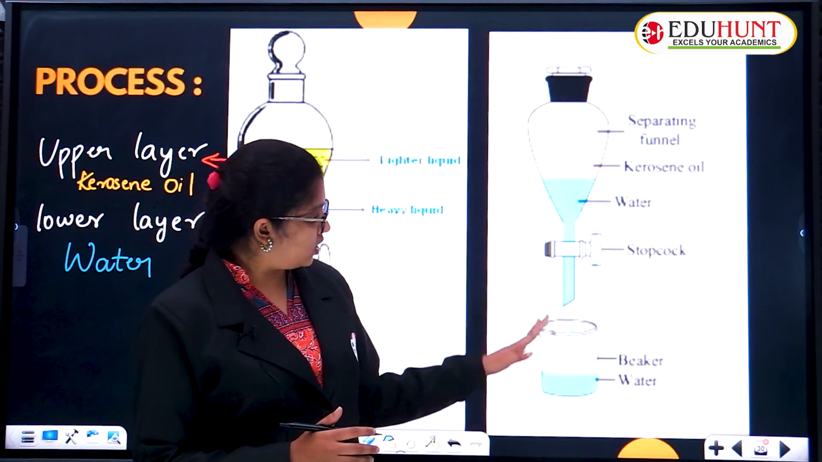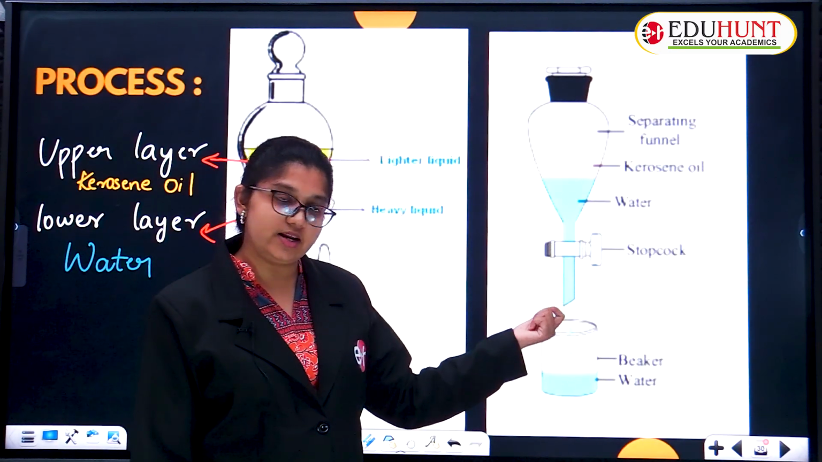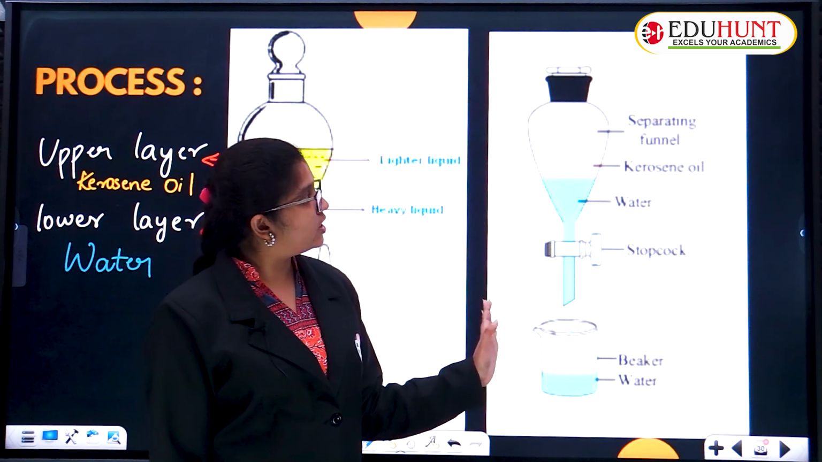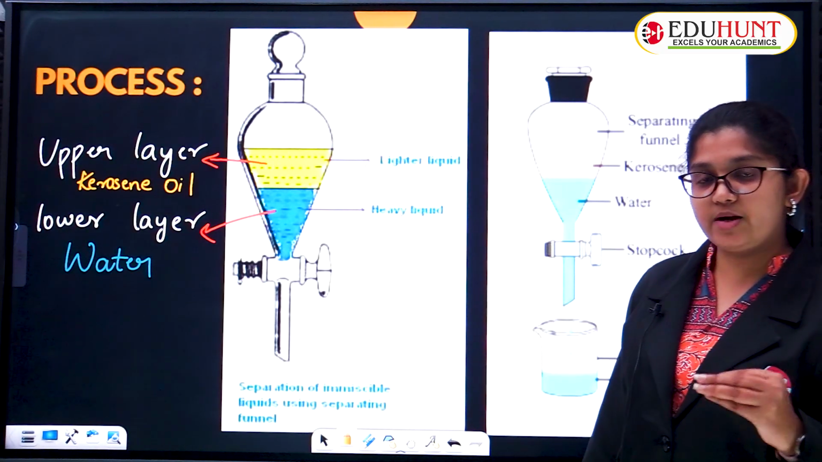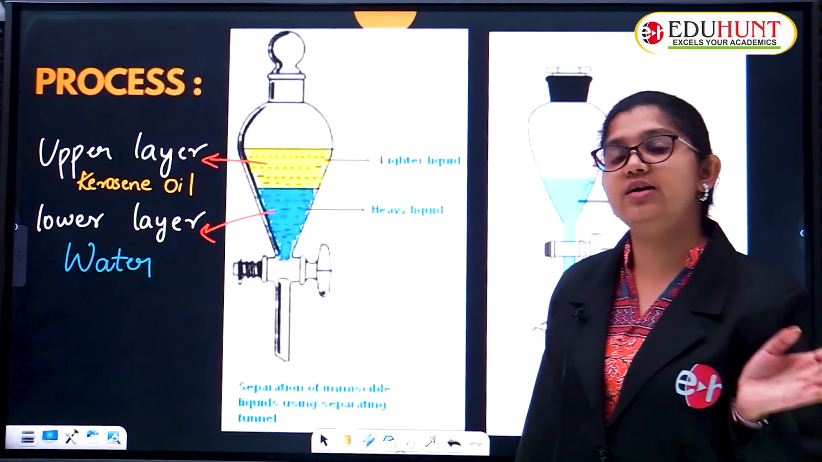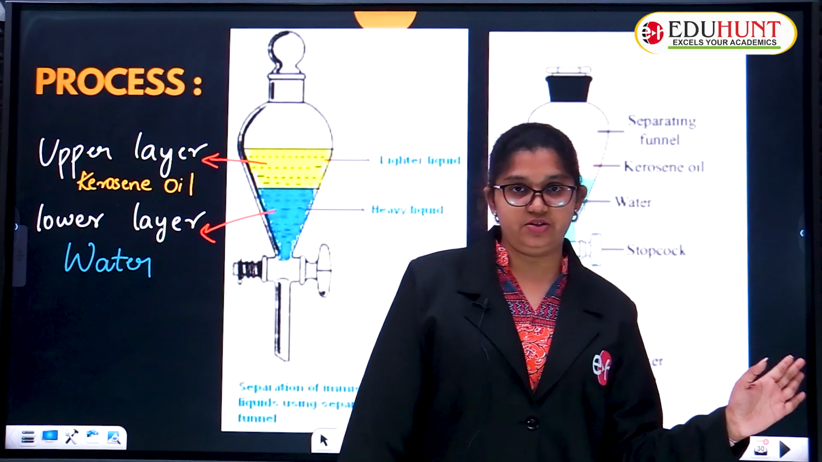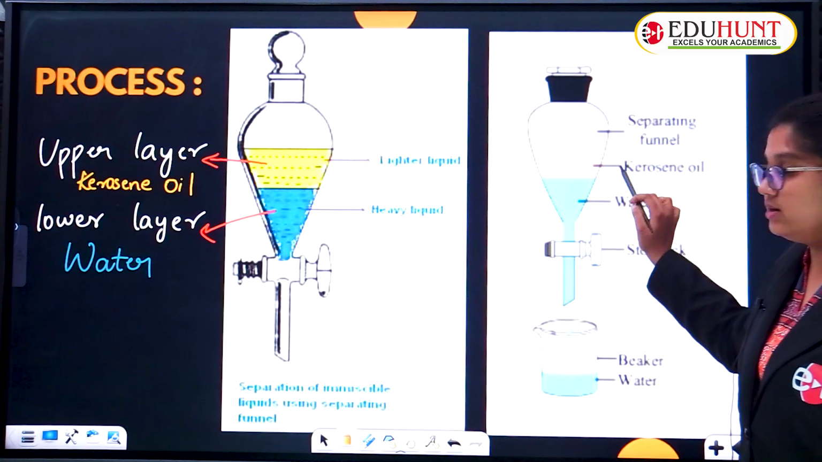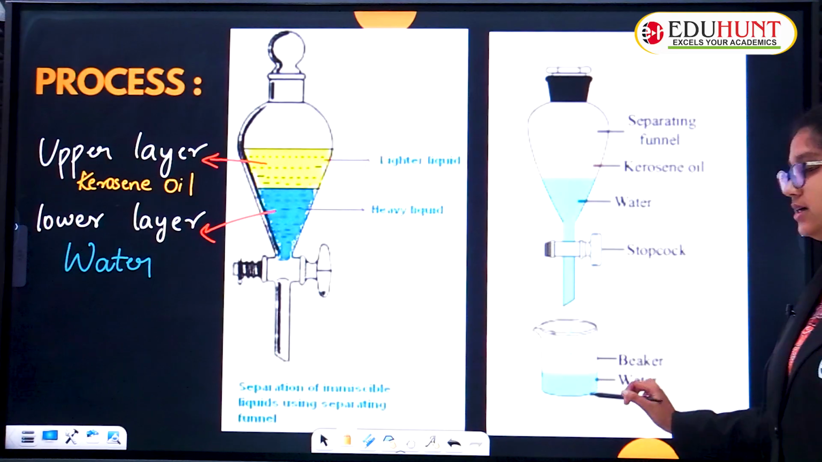Okay children, this is all about that. And here you can see the beaker containing water coming from the separating funnel drop by drop. This is how the separating funnel is used to separate both water and kerosene oil separately, because they have different densities, so you can collect them easily with the separating funnel. Only one apparatus is used, that's it. Once again: separating funnel, kerosene oil, water, stopcock, and the beaker containing water.